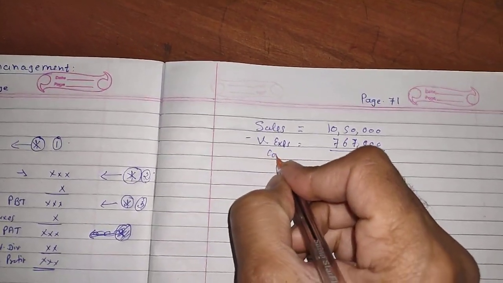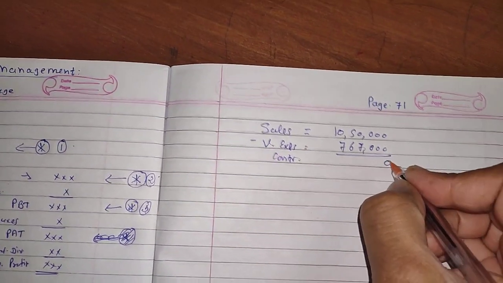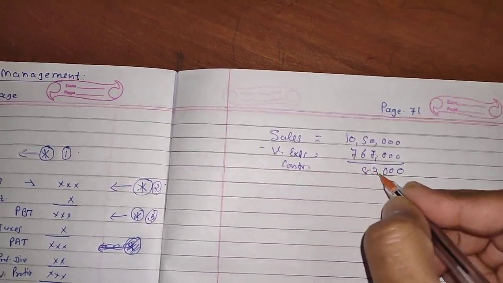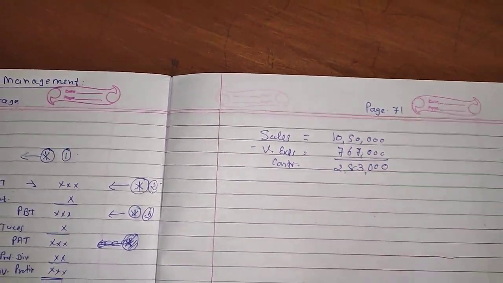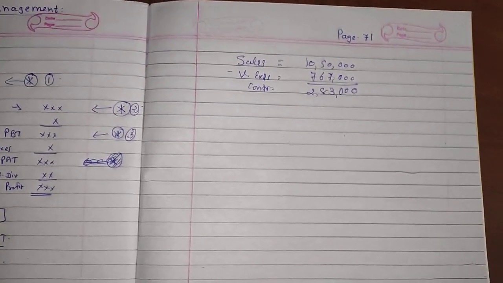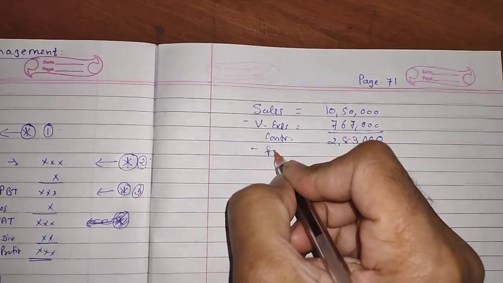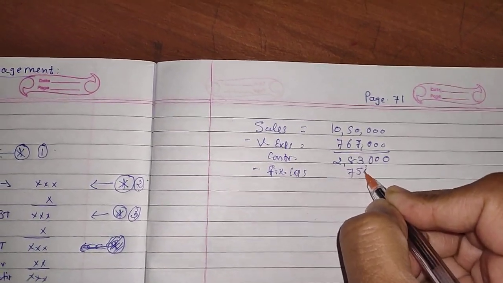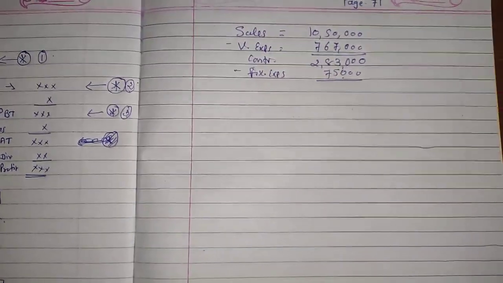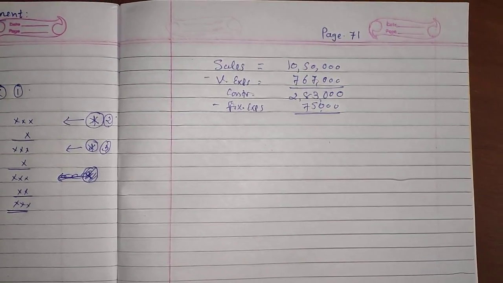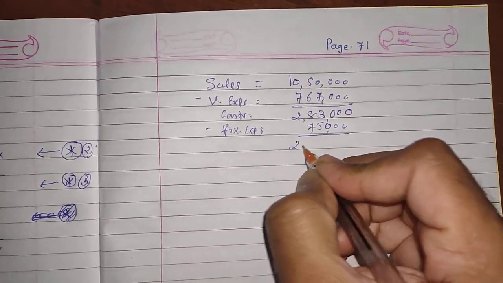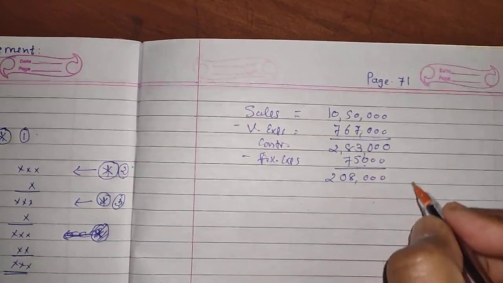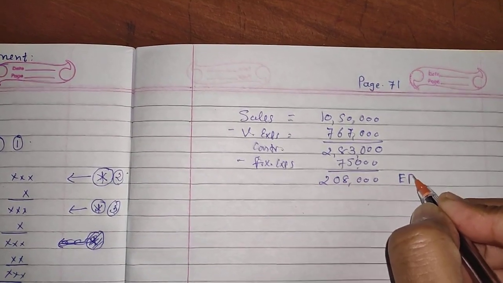So we get contribution. Contribution is 2 lakh 83,000. Now out of this we have to subtract fixed expenses. That is also given in the sum. It is given 75,000. So 2 lakh 83,000 minus 75,000 is equal to 2 lakh 8,000. This is known as EBIT, or you can say it is profit.